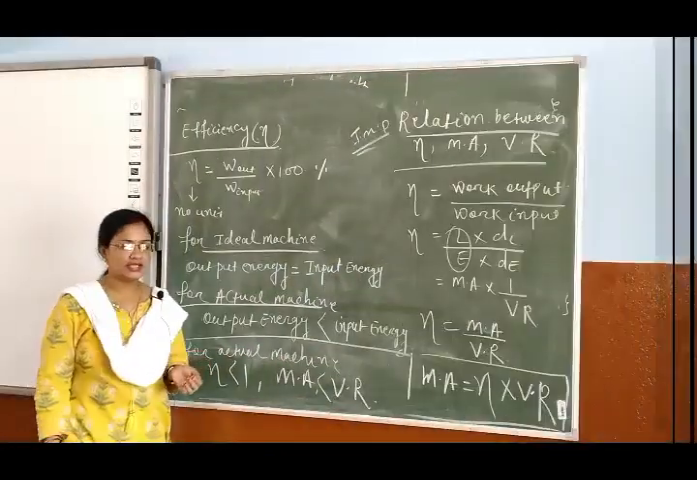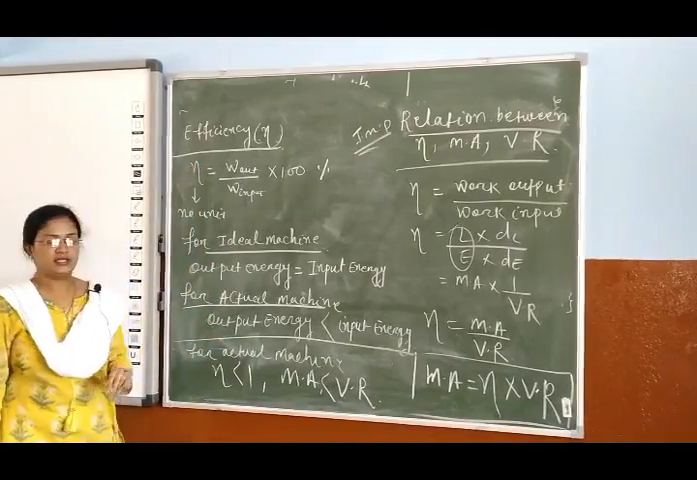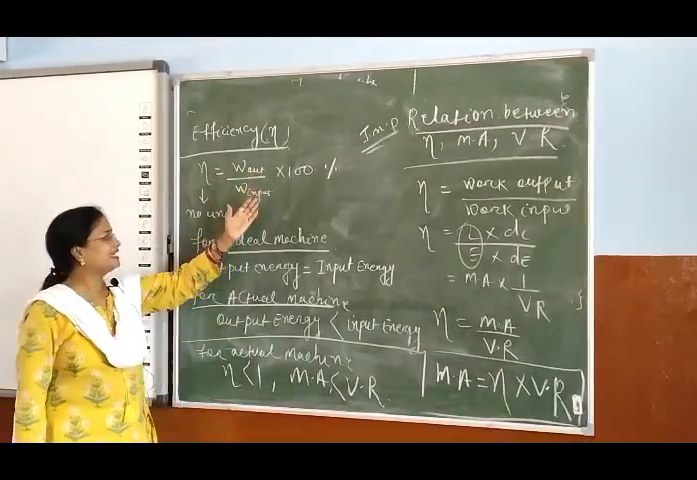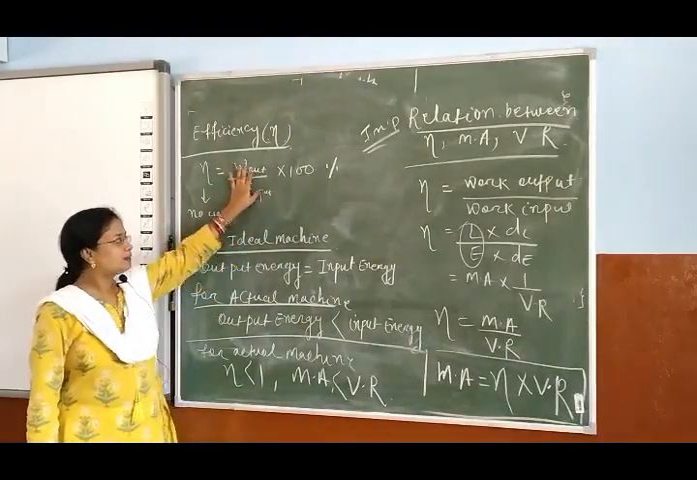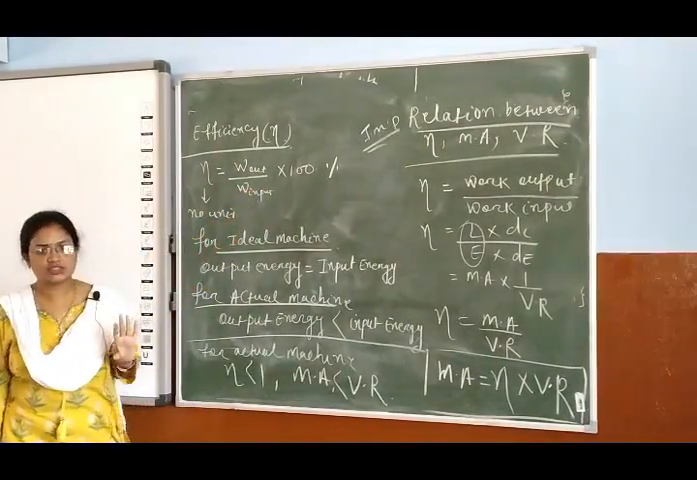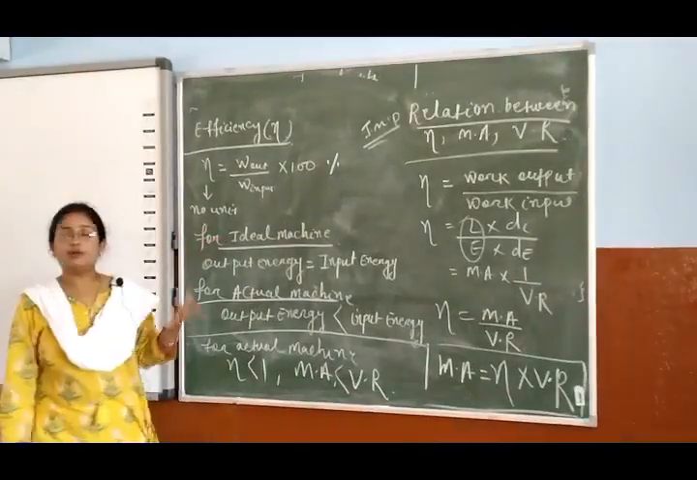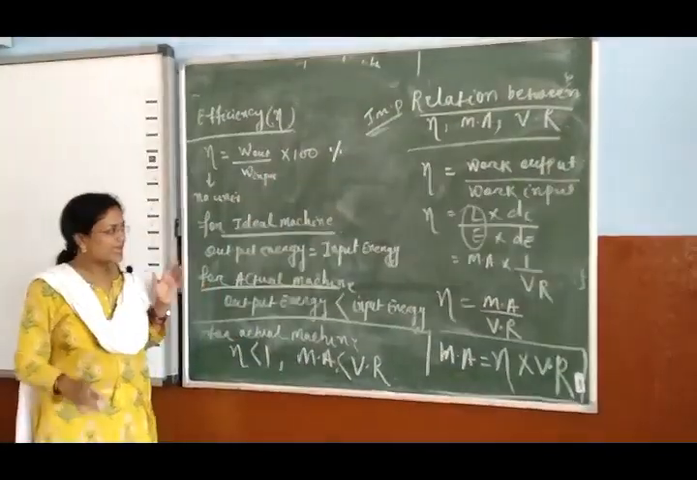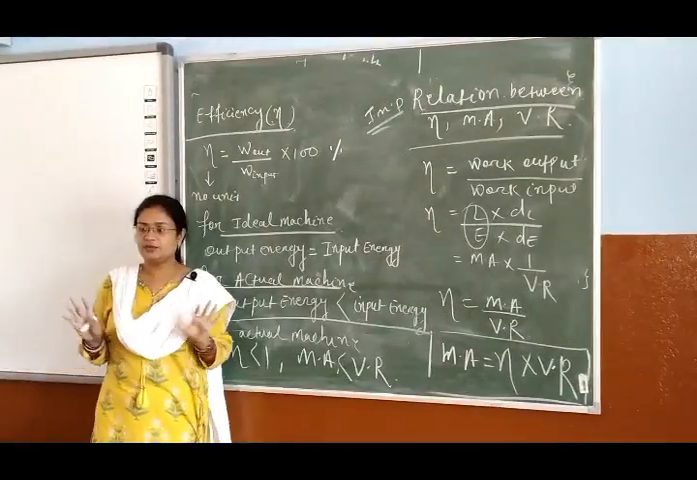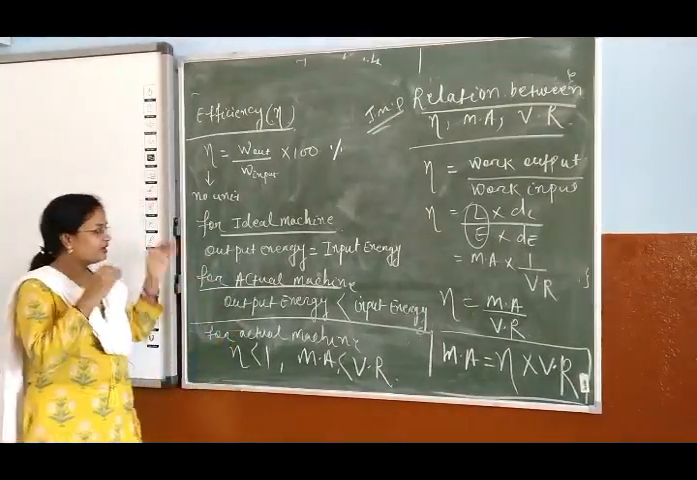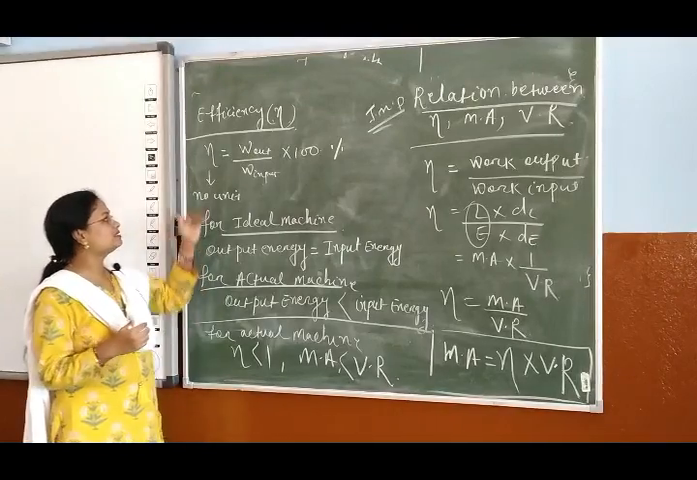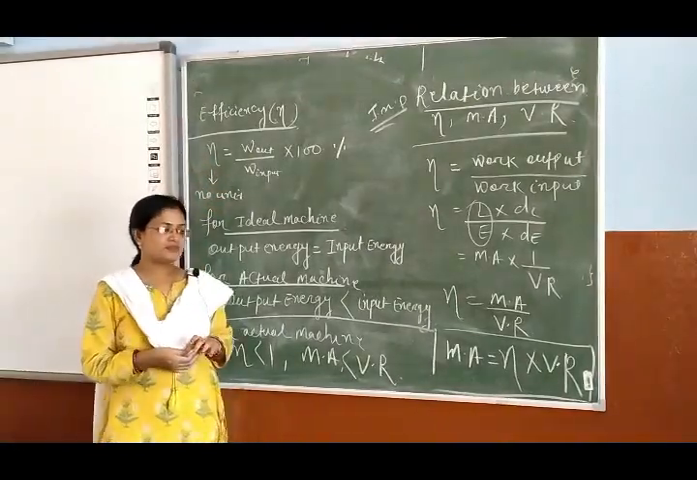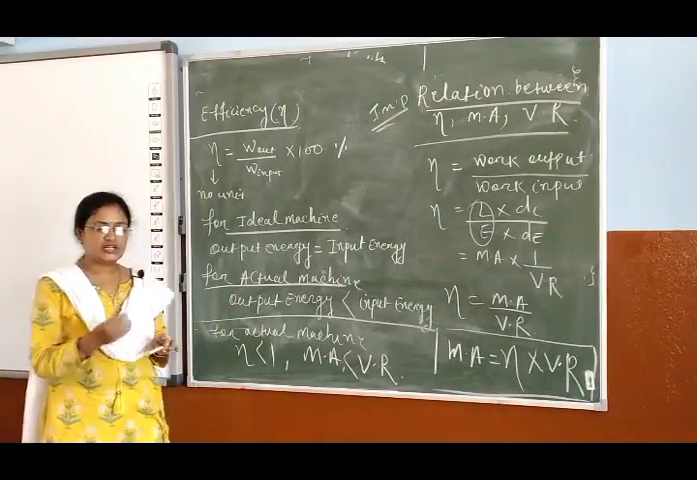Now you see efficiency. Efficiency is your what? Output work by input work. Output by input is efficiency. And if you want to find the efficiency in percent, you just multiply by 100. I know everybody knows what efficiency is, so I am not discussing it in detail. Suppose a machine has 80% efficiency.